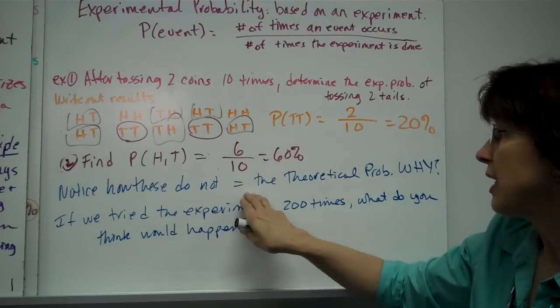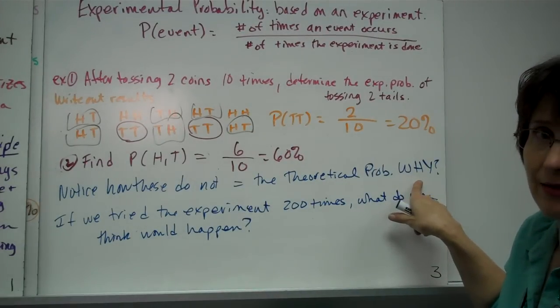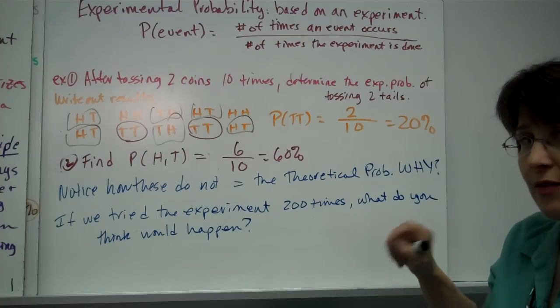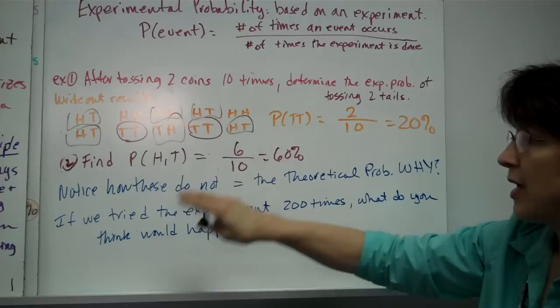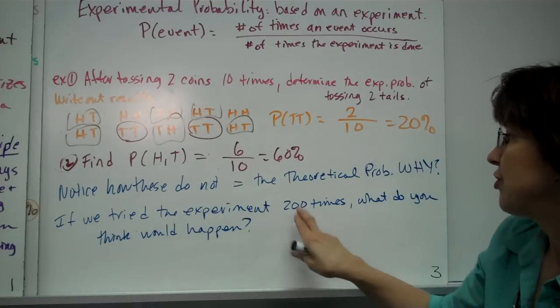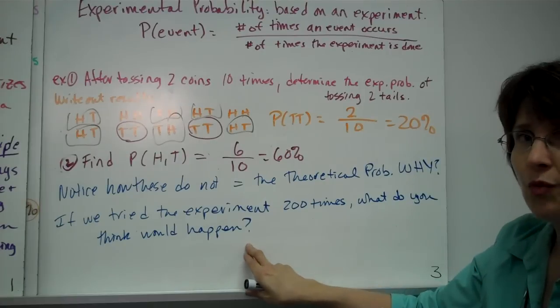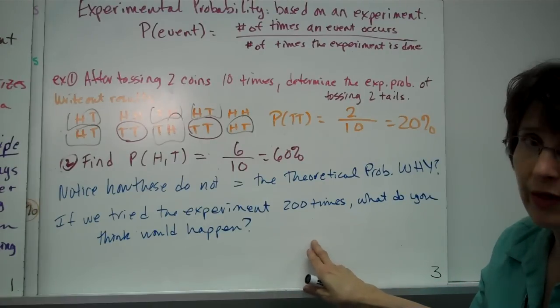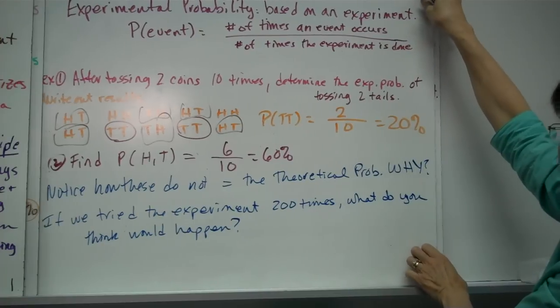Notice how these do not equal the theoretical probability that we just talked about. Why is that? Think about it. It's because we didn't do that many trials, we only did 10. If we tried the experiment 200 times or 1,000 times, what do you think would happen? Well, we would get closer to the theoretical probability. We'll do more of that in class.